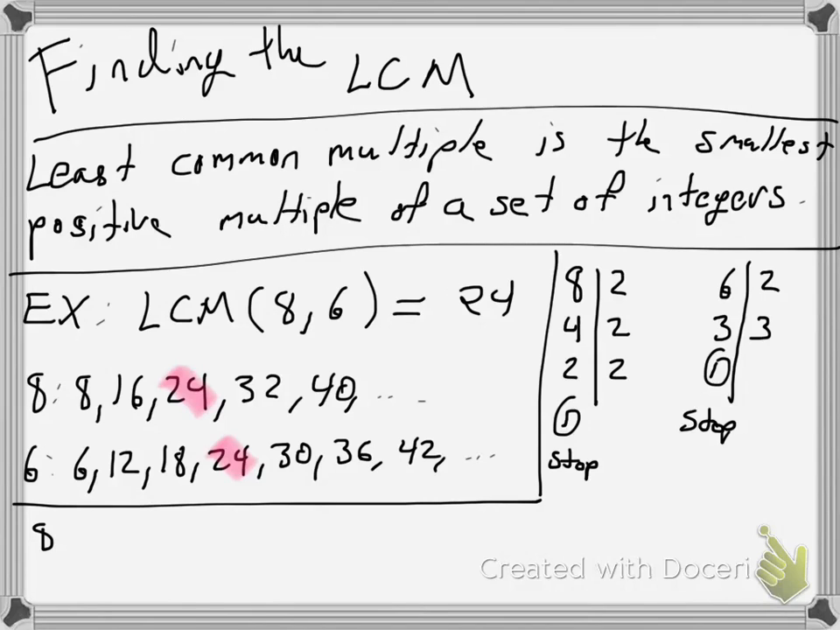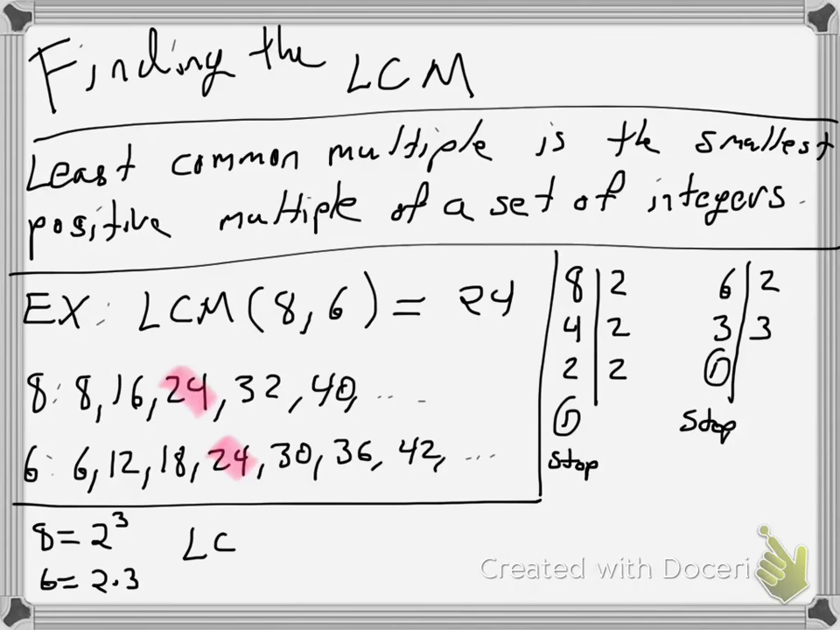So 8 is three 2's and 6 is a 2 and a 3. So what we're going to do is take one of each prime number. So I see a prime number of 2 and a prime number of 3. And then I'm going to take the highest, or the most I see in any specific prime factorization. So I see 2 appears 3 times in 8 and only once in 6. So I'm going to have a 2 to the third. And then I only see 3 appears in 6, and it's only once, so we just take 3 to the first.